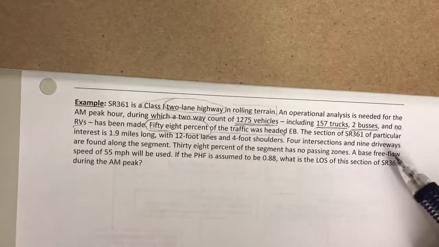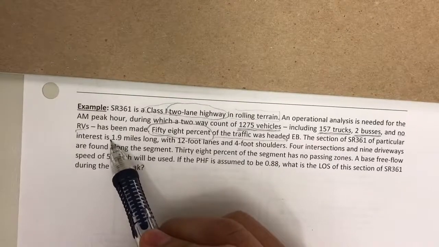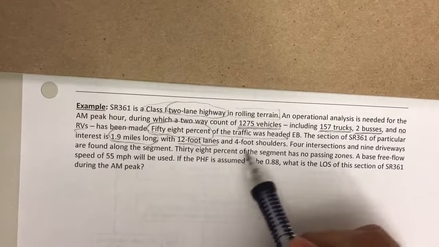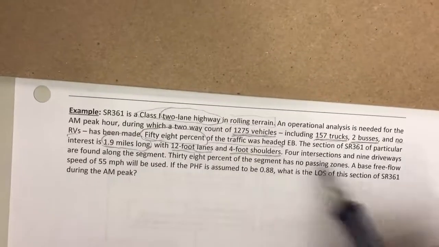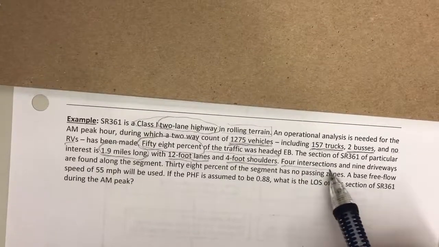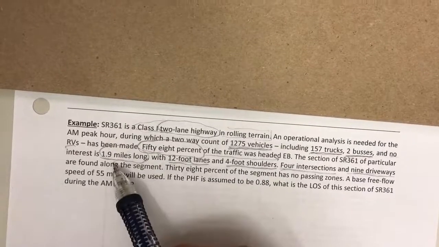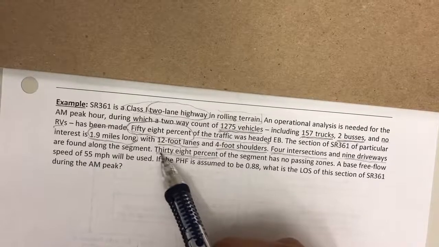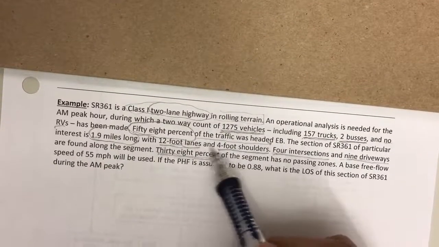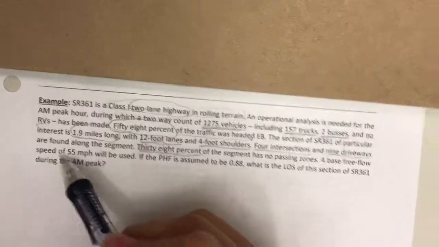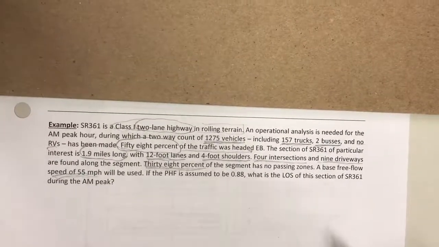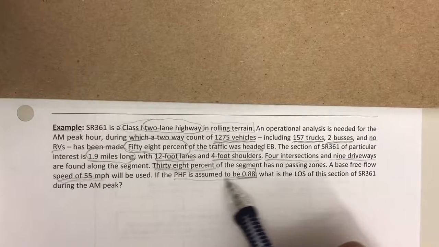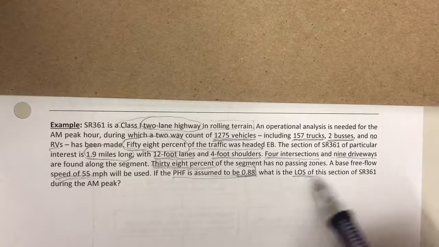Okay. And the part where we are interested in the level of service will be 1.9 miles long. Here we have more information of the 12-foot lanes and 4-foot shoulders. It also informs us that there are 4 intersections and 9 driveways in the 1.9 mile long segment. And 38% has a no passing zone. So we want to keep this in mind as well. And the base free flow speed is 55 miles per hour. Also take that into account. And the peak hour factor is assumed to be 0.88. Want to underline that to find the level of service in this section.